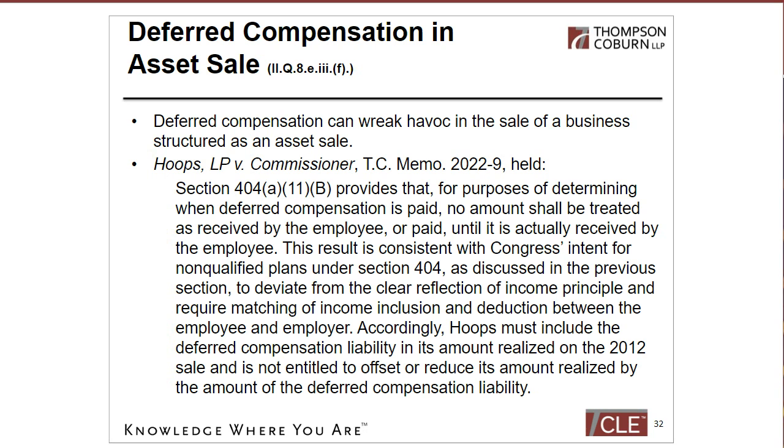This is a really tough one. Deferred compensation can wreak havoc in the sale of a business that's structured as an asset sale. Whenever somebody sells their business, you could have a stock sale, or you could have literally an asset sale where you're actually selling the assets. But typically the asset sales are done through one or two ways.